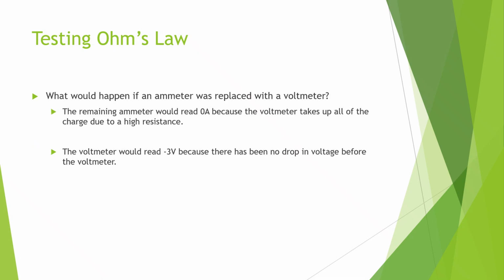What would happen if an ammeter was replaced with a voltmeter? The remaining ammeter would read 0 amps because the voltmeter takes up all of the charge due to a high resistance. The voltmeter would read -3 volts because there has been no drop in voltage before the voltmeter.